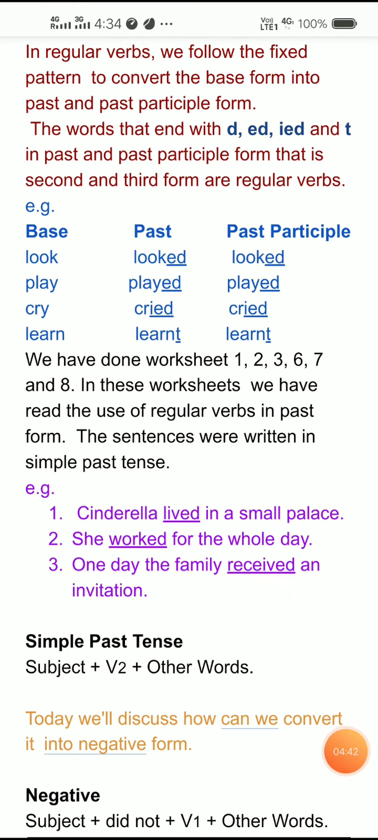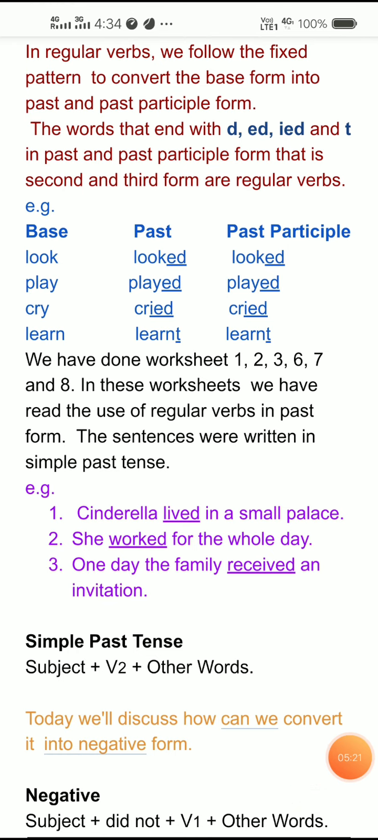Today we'll discuss how we can convert it into negative form. Negative form means the use of not. And remember, we cannot use not alone. We have to use some helping verb with it. And in simple past tense, which helping verb do we use? We use did with not, means we use did not. So now just look at it. How can we write the negative sentence in simple past tense? Subject plus did not plus V1 plus other words.